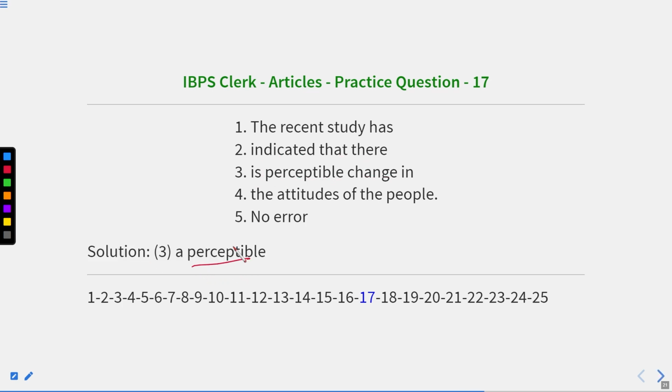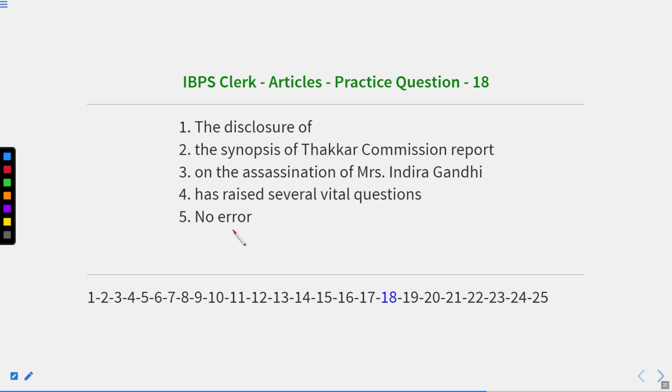Now let us move to question number 18. The disclosure of the synopsis of Thakkar Commission report on the assassination of Mrs. Indira Gandhi has raised several vital questions. So here, the disclosure of the synopsis of Thakkar Commission.